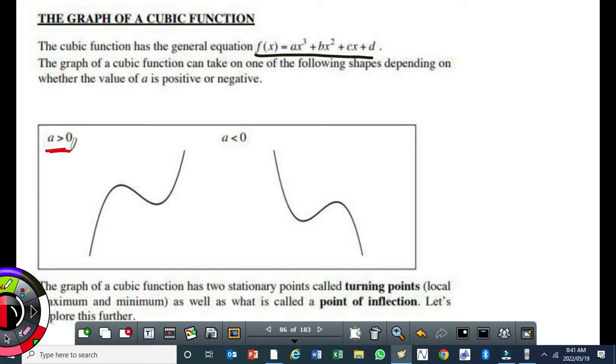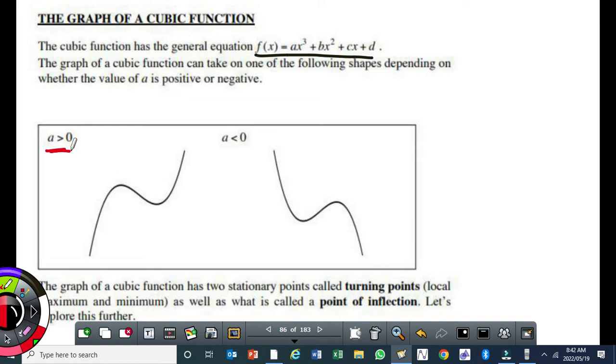Pay attention, please. If the value of a is positive, the cubic graph will start with a maximum, then a minimum. If the value of a is positive, the cubic graph starts with a maximum turning point, then a minimum turning point. So it has a maximum of 2 turning points, unlike the quadratic function. If a is negative, it will start with a minimum turning point, then a maximum turning point.